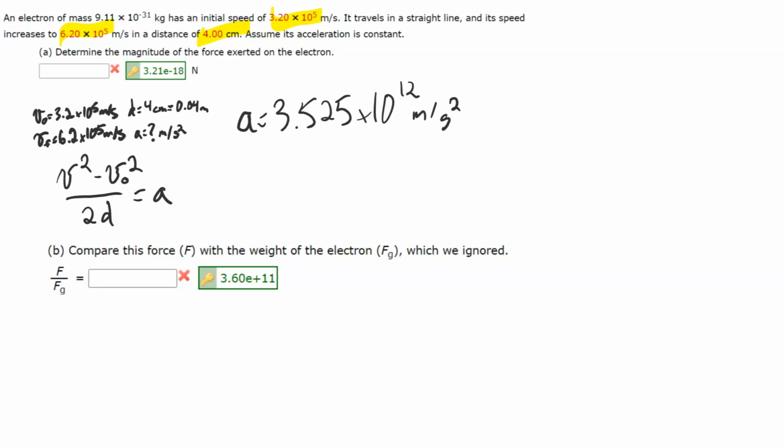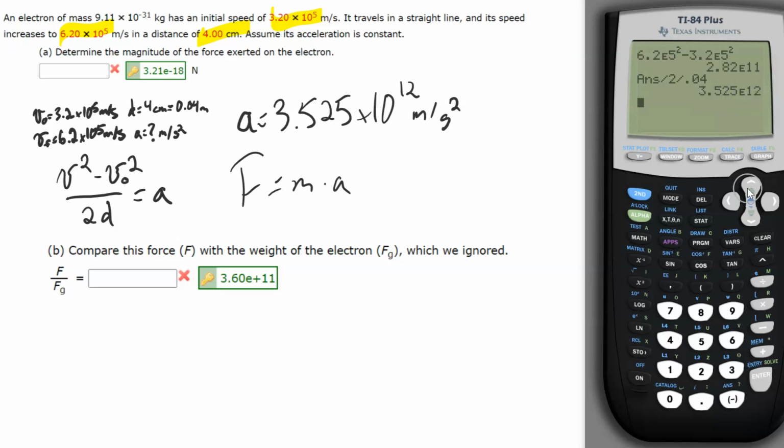So with this acceleration found, all we need to do now is plug that into F equals ma. And we get a pretty small force because the mass is very small. Just going to take this acceleration and multiply by 9.11 times 10 to the negative 31st, which is the mass of the electron. And we get 3.211 times 10 to the minus 18, which is the answer that they said here was the correct answer. So if you put that in the box, hit enter, it should give you the right thing. I mean, you'll have different numbers, so you'll have to go through this calculation on your own.